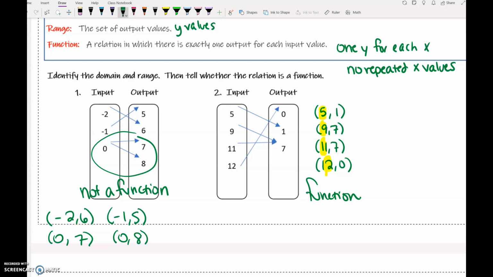During your assignment, you will be asked to make a mapping diagram like this. Basically, you look at your ordered pairs, you put the x values in the input, you put the y values in the output, and then you draw arrows to connect the ordered pairs.